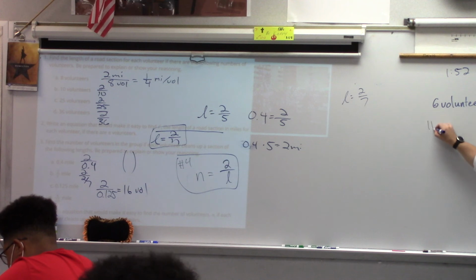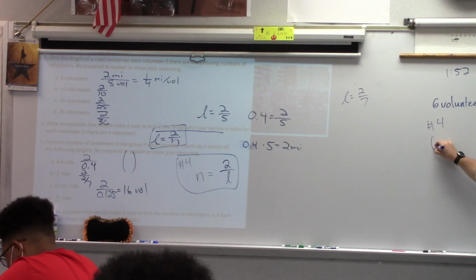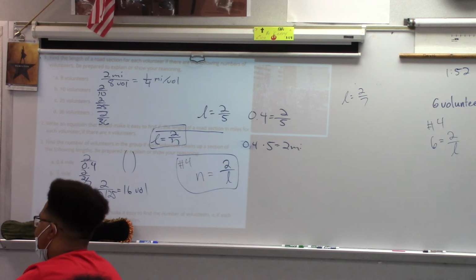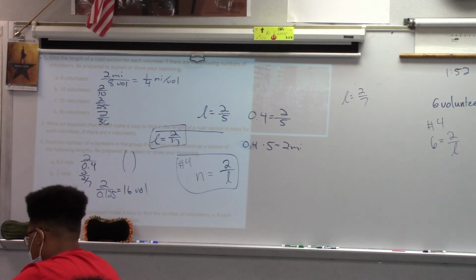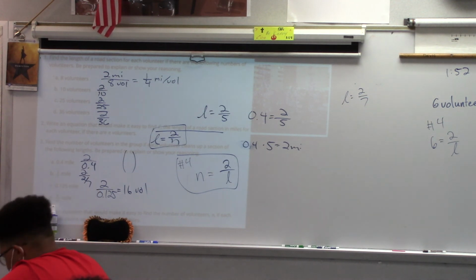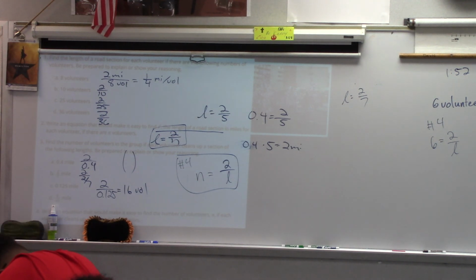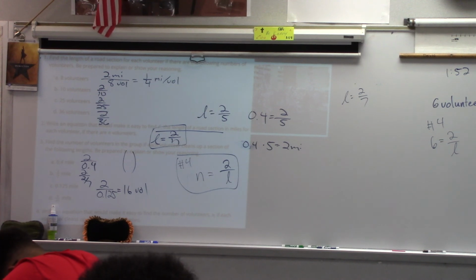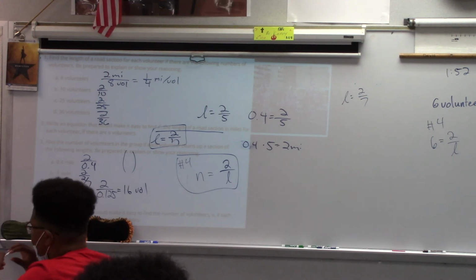So if I do it for number 4, what I get is 6 is equal to 2 divided by L. If I do it for number 2, I get L is equal to 2 divided by 6. Which one's easier? Number 2. Number 4. Number 2. You're gonna get a negative number. Yeah. I mean, done. That's all I have to do, right?